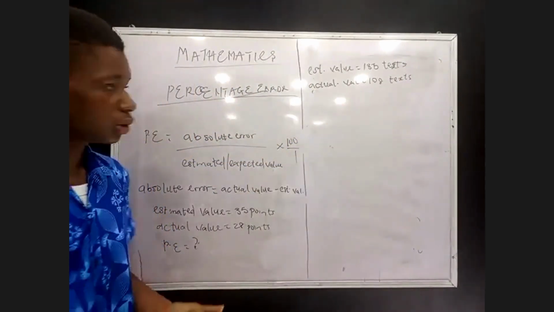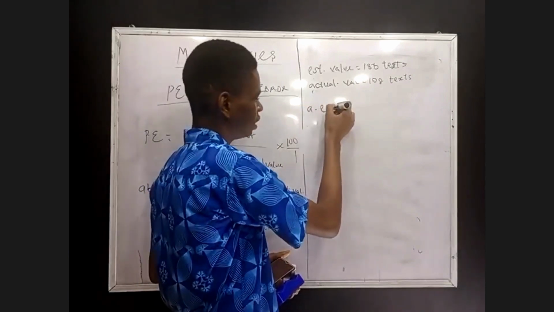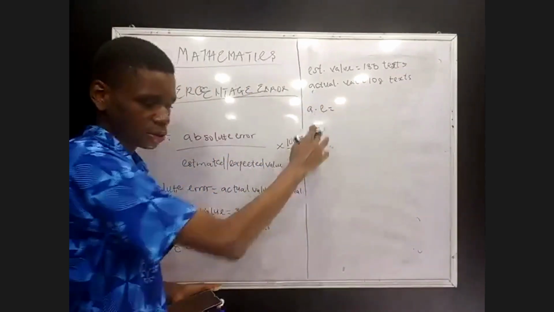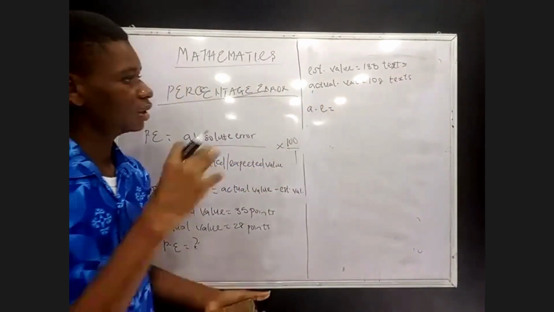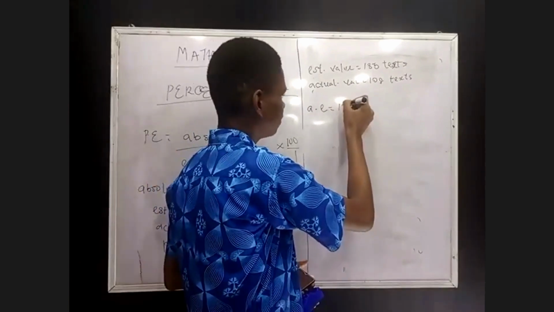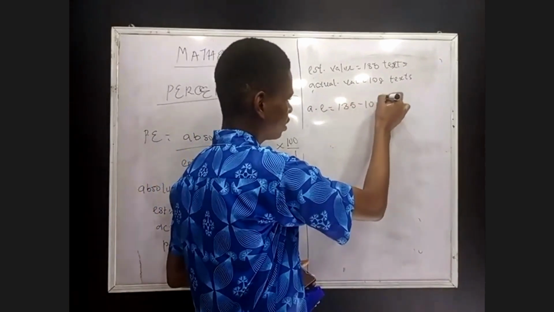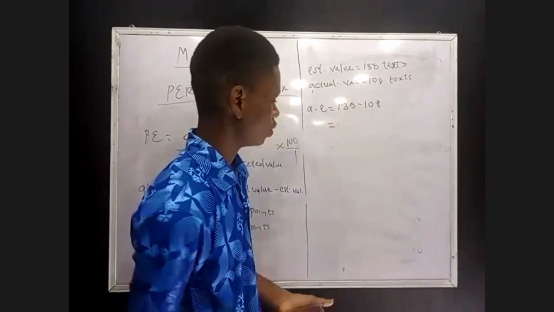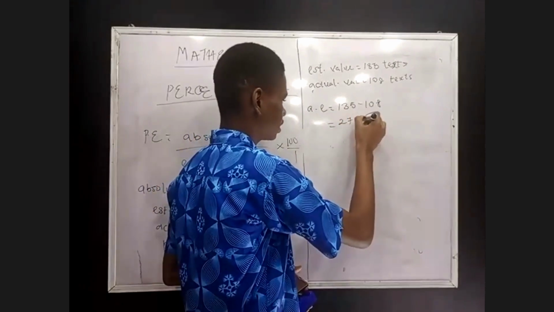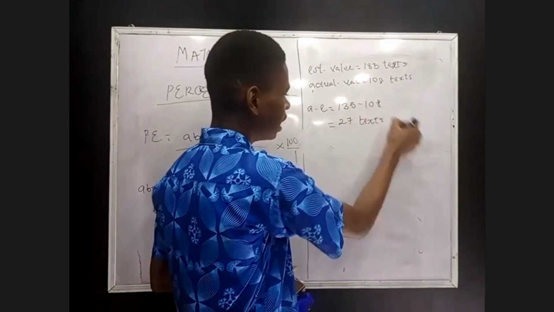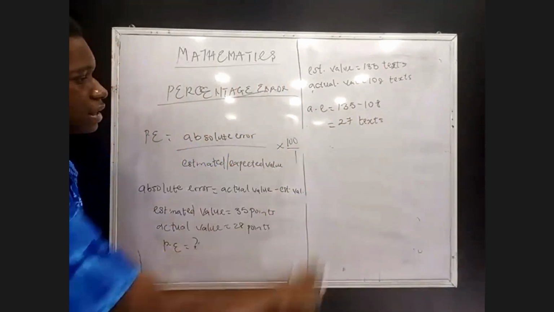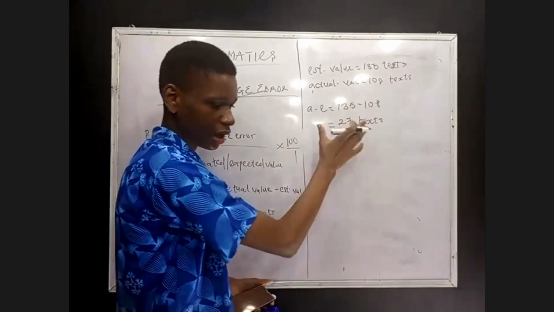So for me to get my absolute error, which is AE, don't forget absolute error is the difference between the estimated value and the actual value. So I say 135 minus 108. I have 27 texts. So the difference between his estimate and the actual texts he sent was 27 texts. So I have this as my absolute error.